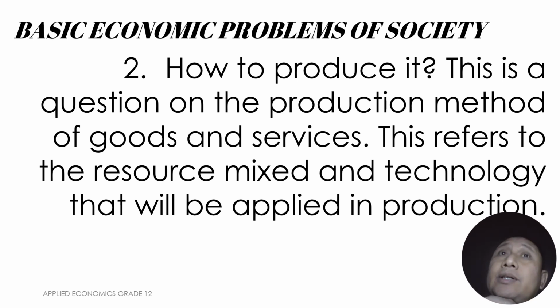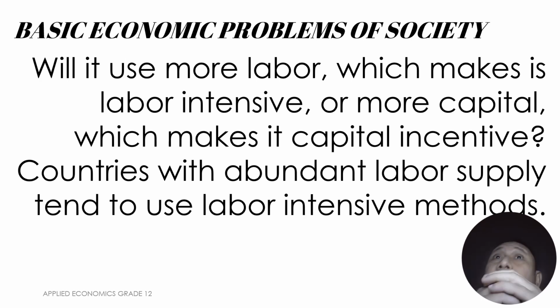Number 2, how are you going to do it? Okay, this is a question on the production method of goods and services. This refers to the resources mix and technology that will be applied in production. We will use more labor, which makes it labor intensive, or more capital, which makes it capital intensive. Countries with abundant labor supply tend to use labor-intensive methods, like Thailand, Indonesia, India. In our case, we use a combination.